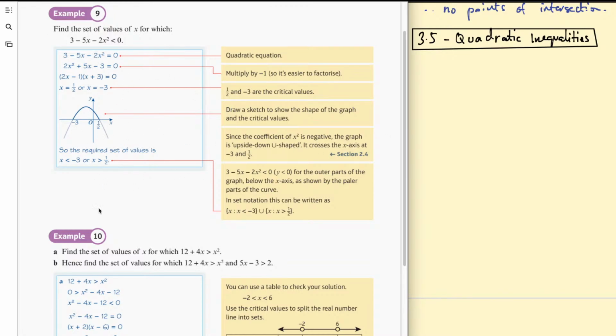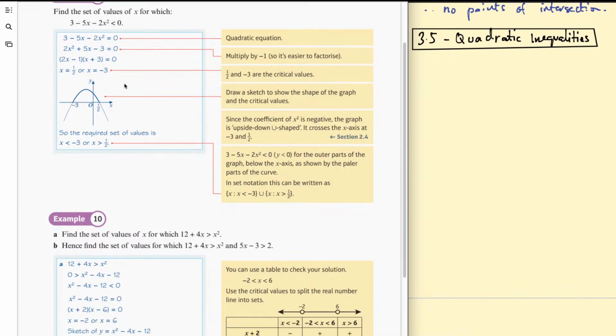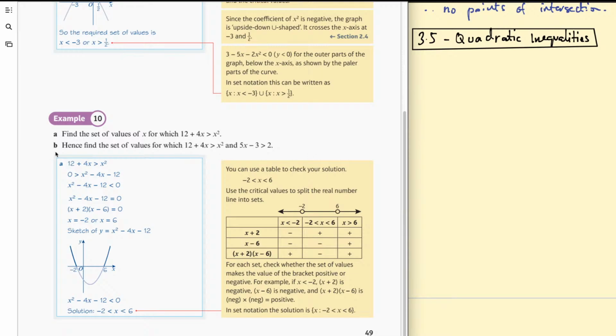Here's another example. Basically the same as what we just talked about. And another one, what's this one saying? So find the set of values of x for which 12 plus 4x is greater than x squared. Okay, hence find the set of values for which 12 plus 4x greater than x squared and 5x take 3 is greater than 2. Okay, so you can have a combination of linear and quadratic equations as well. You just basically include that in your set of solutions.